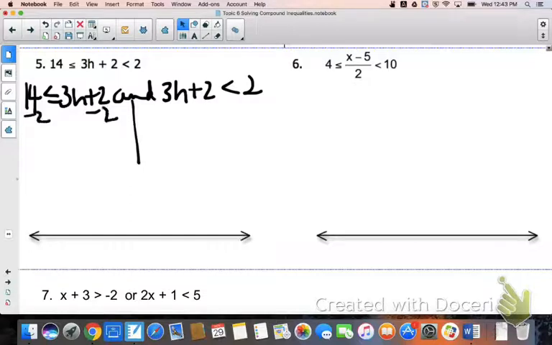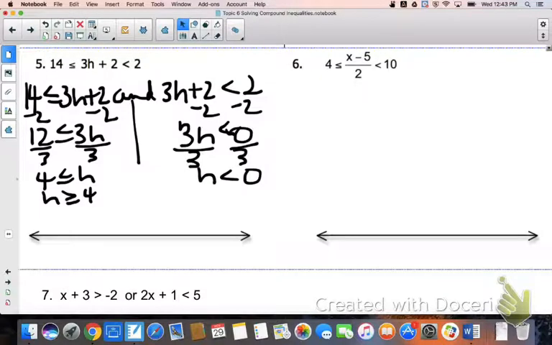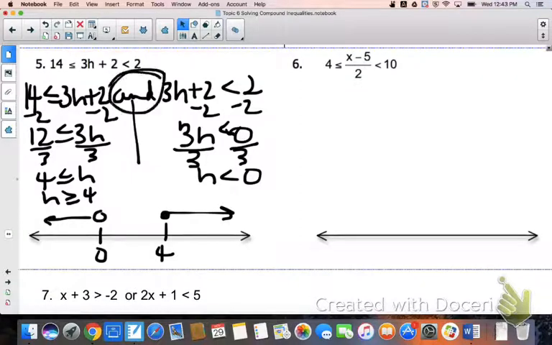So we minus the 2, we get 12, and divide by 3, you get h is greater than or equal to 4 when you flip it around. On the right, when you subtract 2, you get 3h is less than 0. Divide by 3, h is less than 0. So less than 0, greater than or equal to 4. This is an and statement, remember? So that is no solution. You can't be less than 0 and greater than 4.